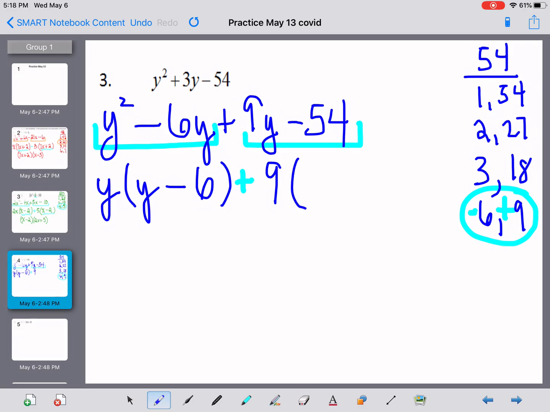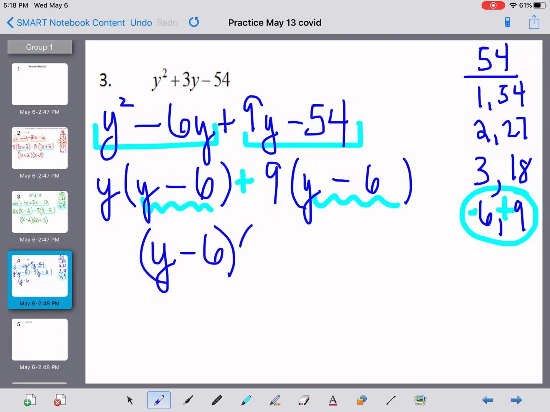Greatest common factor is 9. It's the biggest number that divides into both 9 and 54. 9y divided by 9 is y. 54 divided by 9 is 6. And once again, we've been successful because in each of the parentheses, we have a y minus 6, which is going to be one of our 2 factors, and then we've got y plus 9.